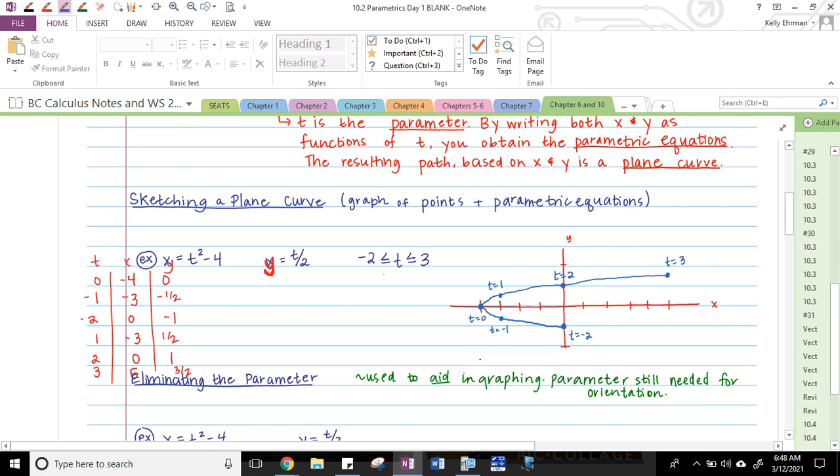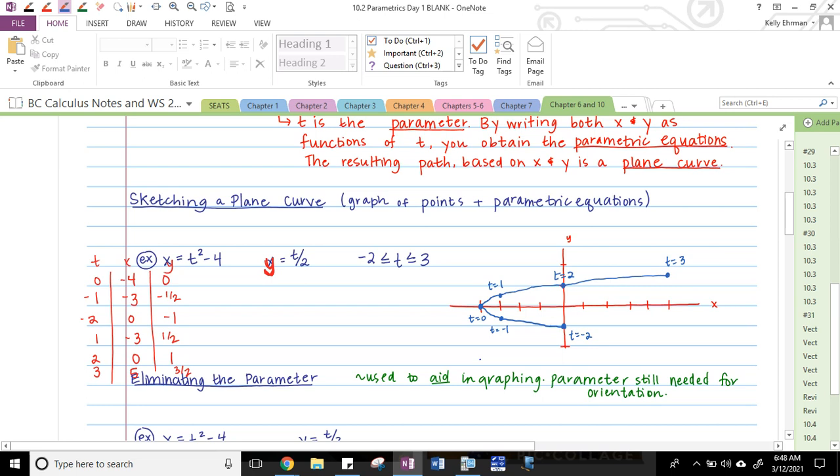Now, since we were given a restricted set of t values, I'm not going to continue this on. In tonight's homework, since we're not given a set of t values to plug in, t could technically be anything, so I would extend this further on and just show the values for which I plugged in.